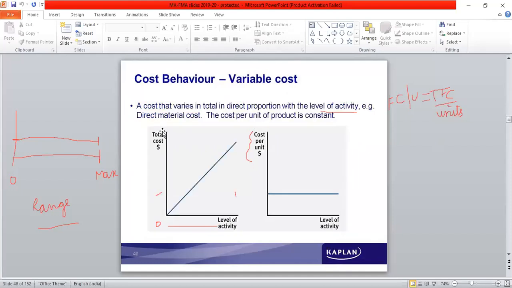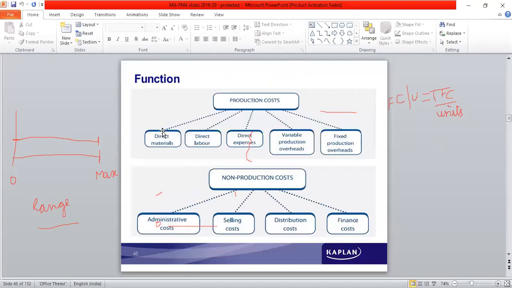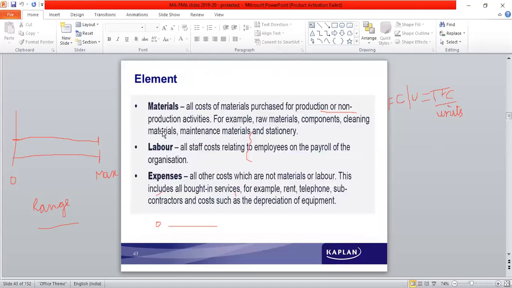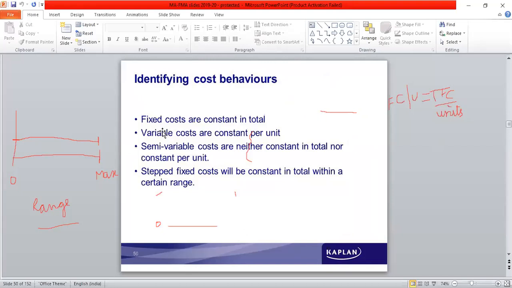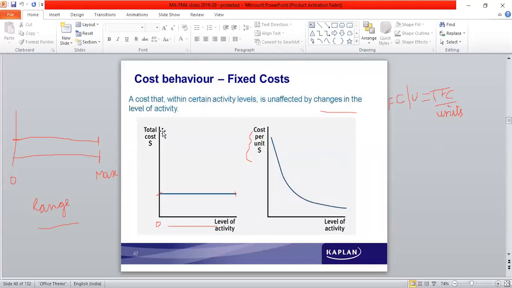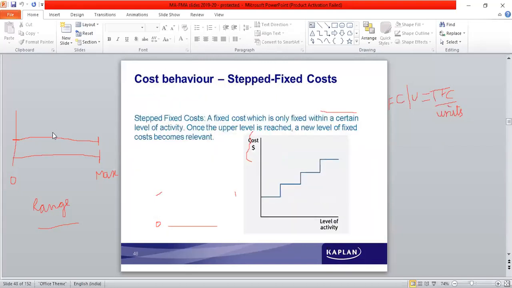So in the long run, as they exceed the output, if they go beyond this maximum capacity, if the output produced is beyond the maximum capacity level, this is fixed only till this particular point. If they have to cross beyond the maximum level, then this also will increase. Then again, it remains the same until the next capacity level.